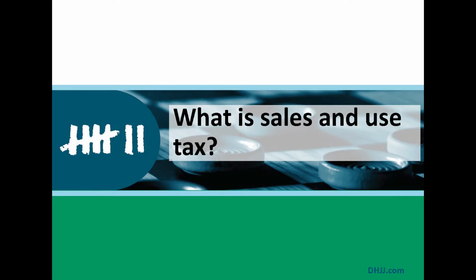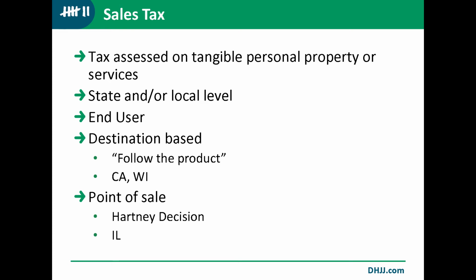Okay, first we're going to start off with just kind of a basic what is sales tax and some history to kind of give you an idea of where this starts. So let's start with what is sales tax? Sales tax is a tax assessed on tangible personal property or services. Every state is different. For example, Illinois does not tax most services, but South Dakota taxes everything, every service, products, all of that. And every state is different with how they assess the rate.